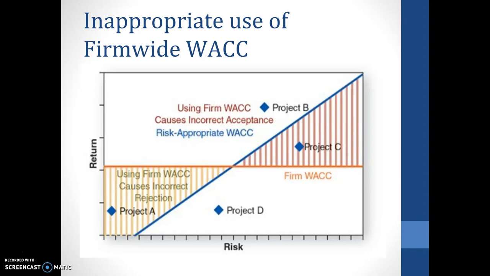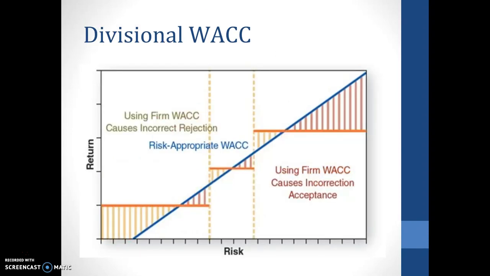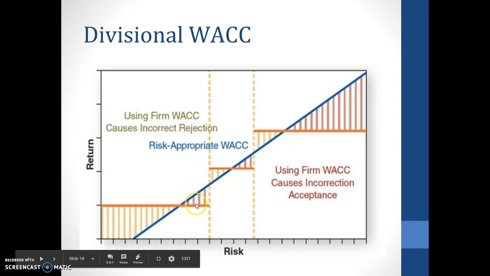So you see these incorrectly accepted and incorrectly rejected portions of the graph are quite large. By utilizing a divisional WACC, we would achieve smaller areas where projects would hopefully not be incorrectly acted upon. So here's an example of divisional WACC. Again, we have a risk-appropriate WACC, and then utilizing the division WACC, as opposed to the firm's WACC, allows for smaller areas of incorrect acceptance or rejection.